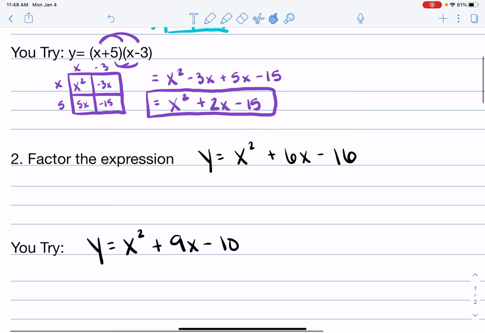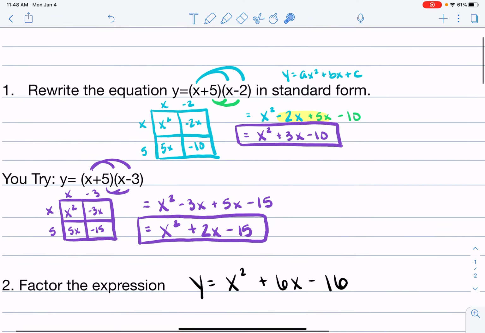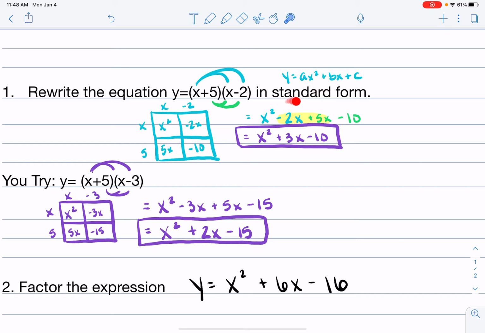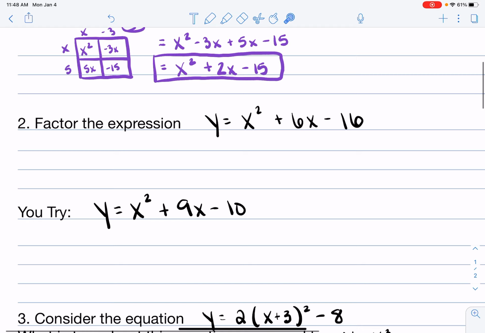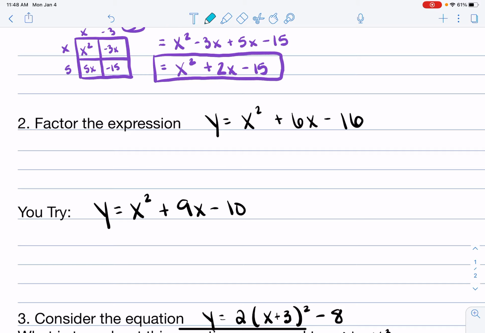All right, so number 2 says factor the expression. So that's basically what we did before, but we're going backwards, right? We were in factored form and we went to standard form. Well, now we're in standard form and we need to go to factored form. So there's a few ways that you can do this. One thing I want you to look at first, because remember this is your ax squared, this is your bx, and this is your c.